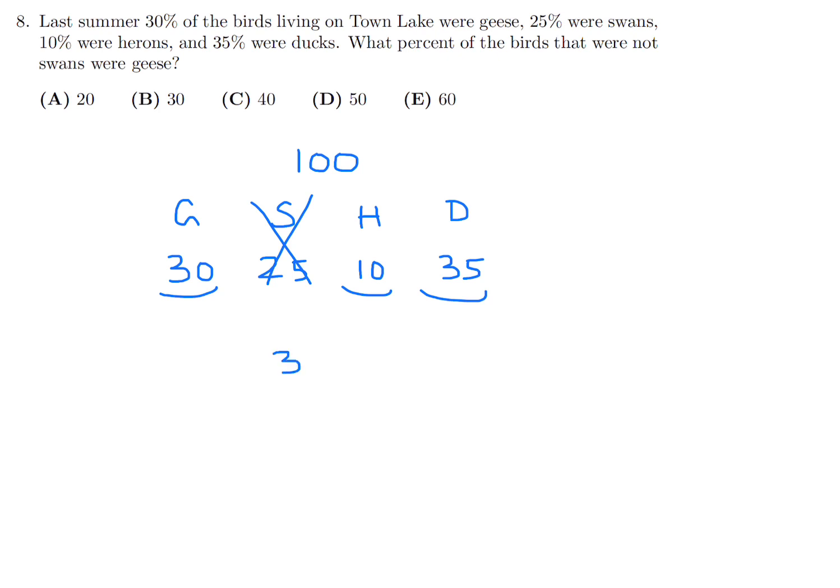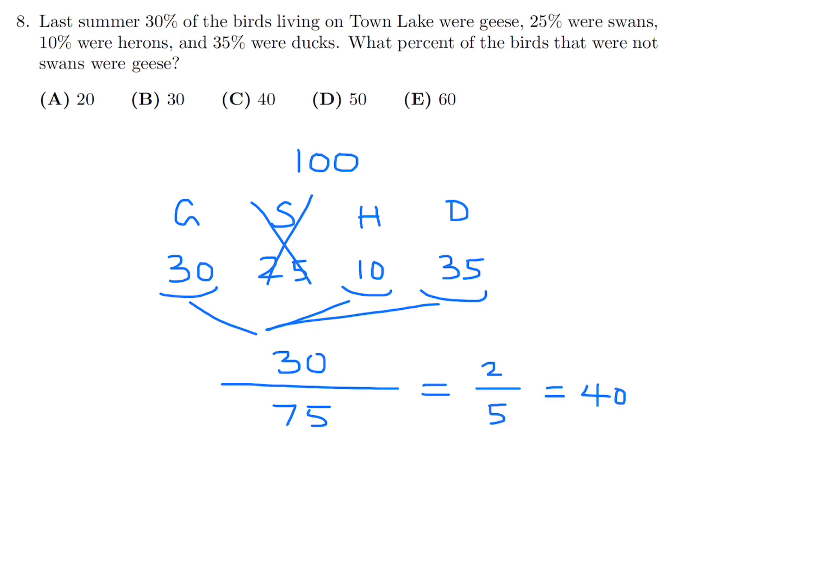Okay, so 30 is geese, and then the denominator in this case will be the sum of these three. And the sum of those three looks like 40 plus 35, which is 75. So 30 over 75 is the answer, but they want that in terms of a percentage. So divide top and bottom by 15, and you get 2 over 5, and 2 over 5 is 40%. So number 8, the answer is C.